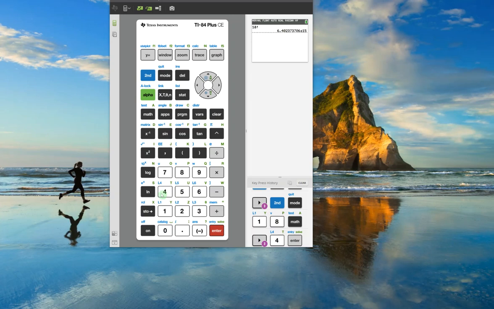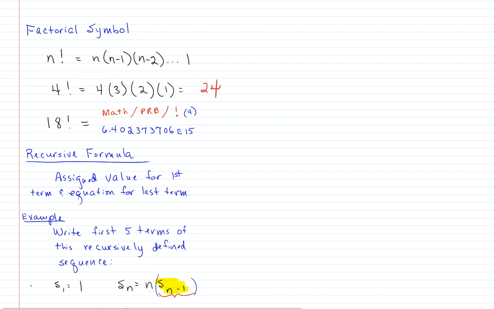But let's do 4 factorial and see if we don't get what we're supposed to do there. That one was just a hard number to even recognize. So we'll go over to probability and then choose 4 and enter. And 24 is 4 times 3 times 2 times 1. So that is how we will do that.